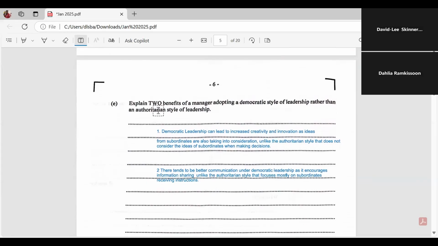Then they said to explain 2 benefits of a manager adopting a democratic style of leadership rather than an authoritarian style of leadership. Right? So, authoritarian is when the leader makes decisions without consulting their subordinates. And democratic is the opposite. They consult their subordinates before making decisions, right?